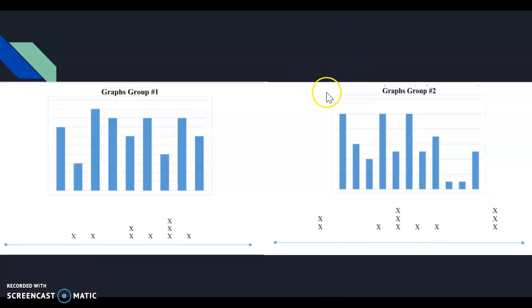So how does the line plot display data differently than the bar graph? And our other questions are: how is the data displayed in a different way? How is the data displayed in a similar way?